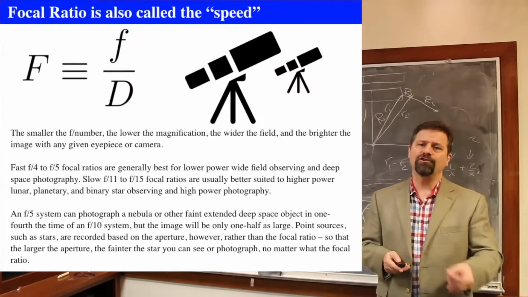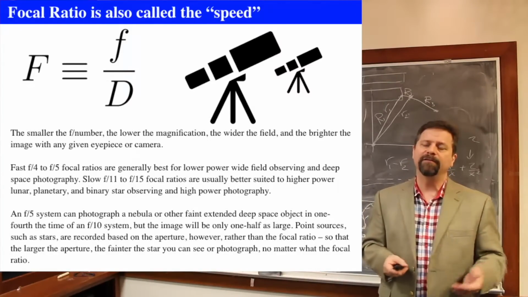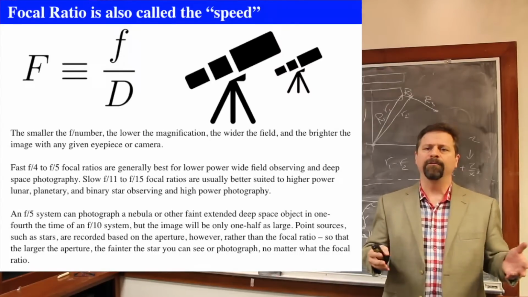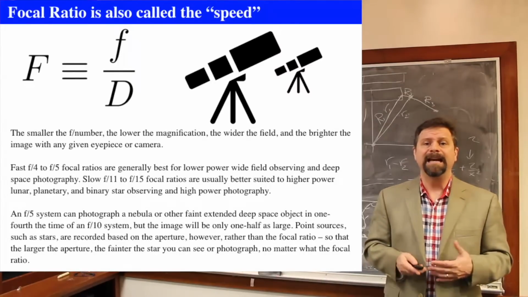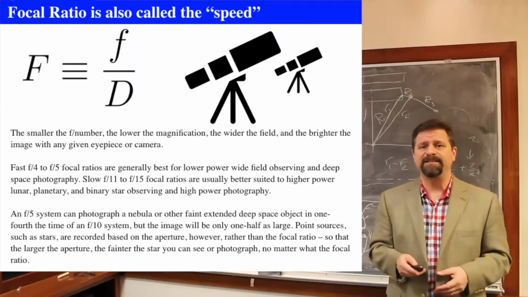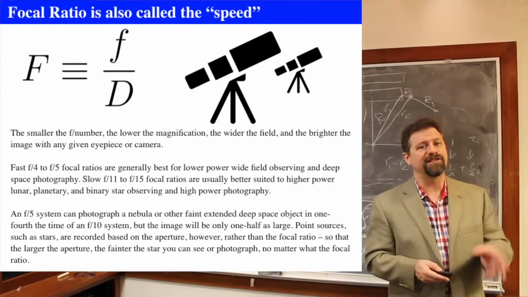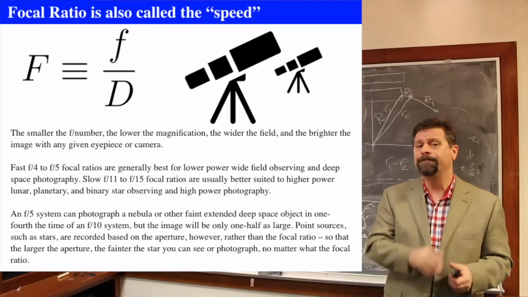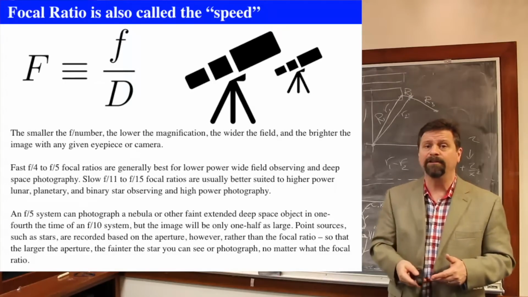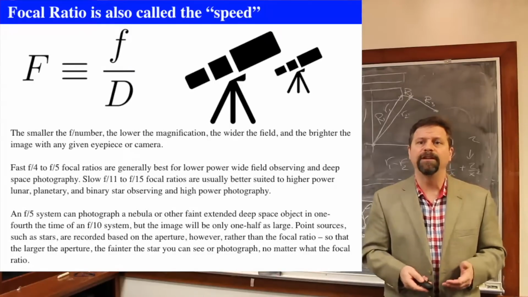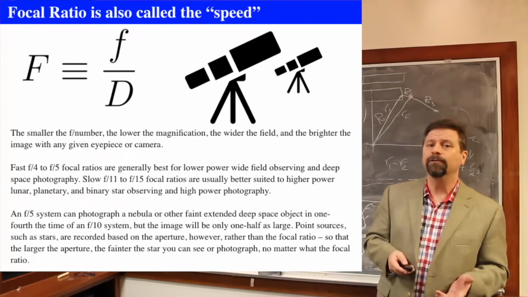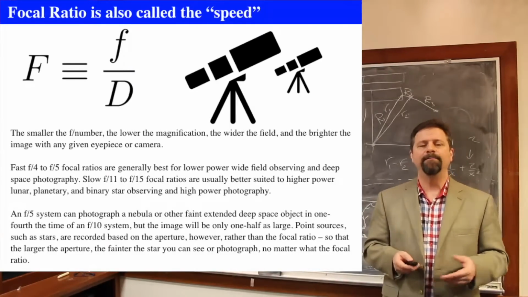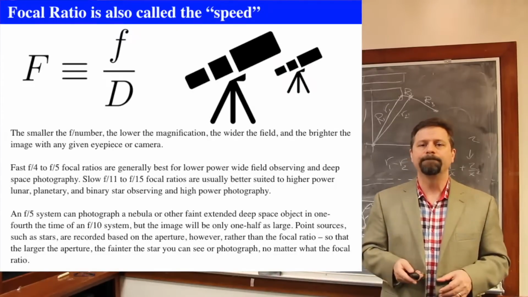So a short focal ratio is good for observing wide fields of view and deep space astrophotography. But if you have a slow focal ratio, which typically means the focal length is very long, those are usually better suited to high power lunar or planetary observing and binary observing, where you want to get high powers.